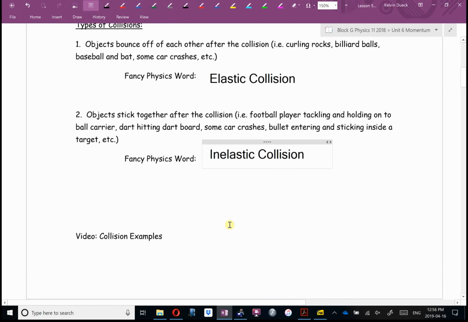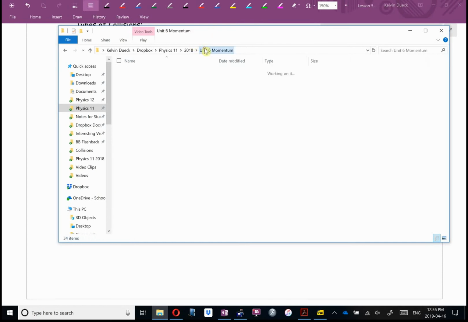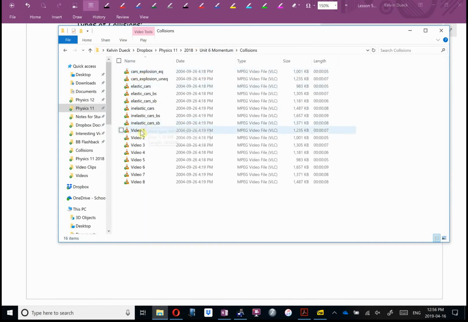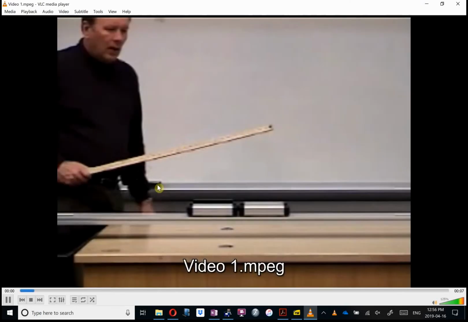Let's look at some collision examples. I'm going to show you several different collisions. The first one, I'm going to show you two videos of an explosion. It's not going to be a big explosion. It's two little carts that have been pushed together by springs. In one of the explosions, both masses are identical. In one of the explosions, one mass is heavier than the other mass, and your job is to try and figure out which one is which. So here's the first video. Unequal mass exploded.